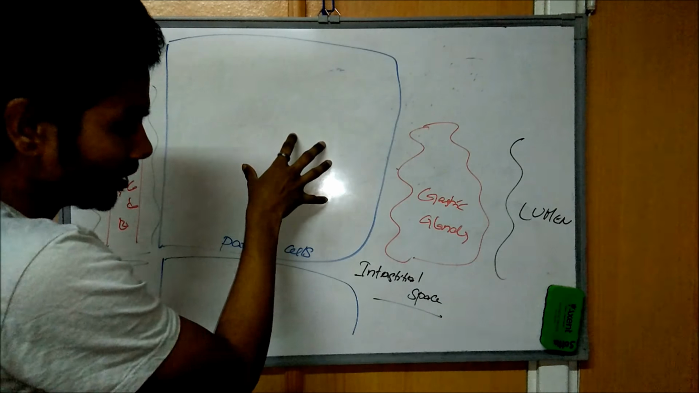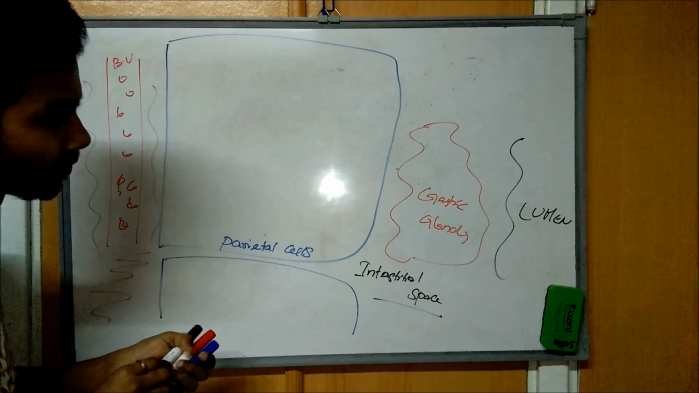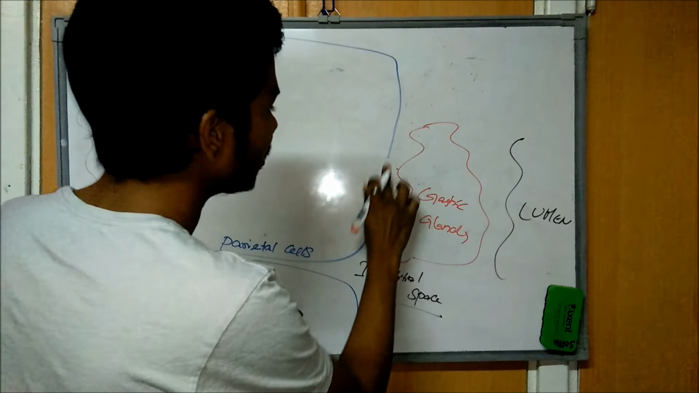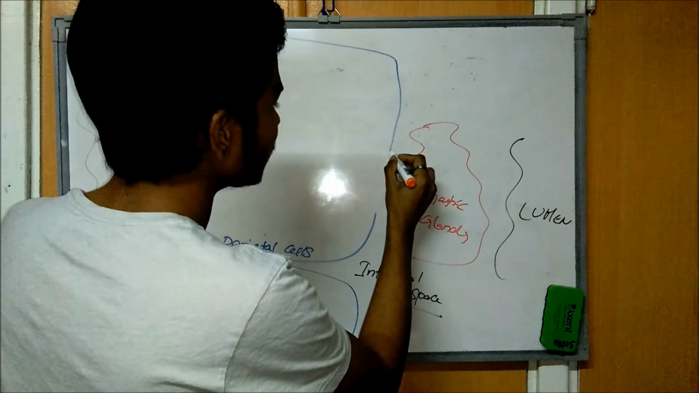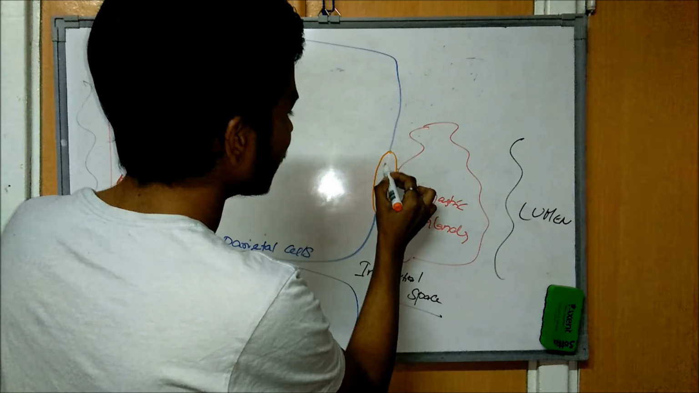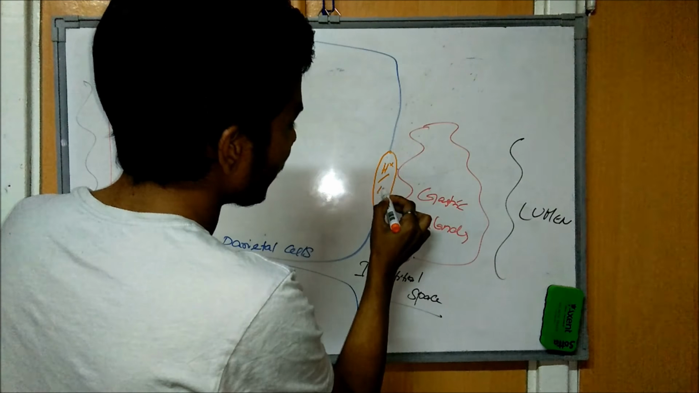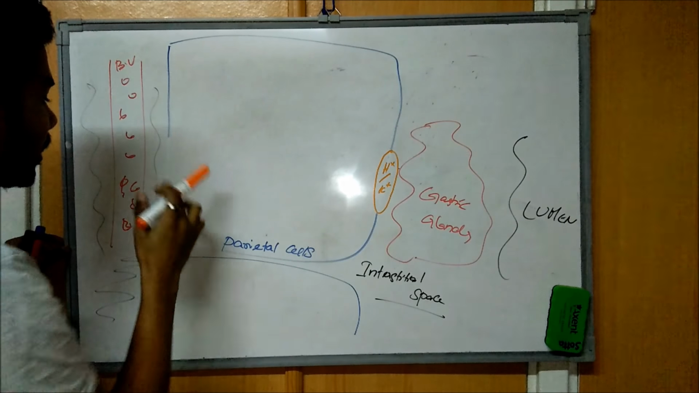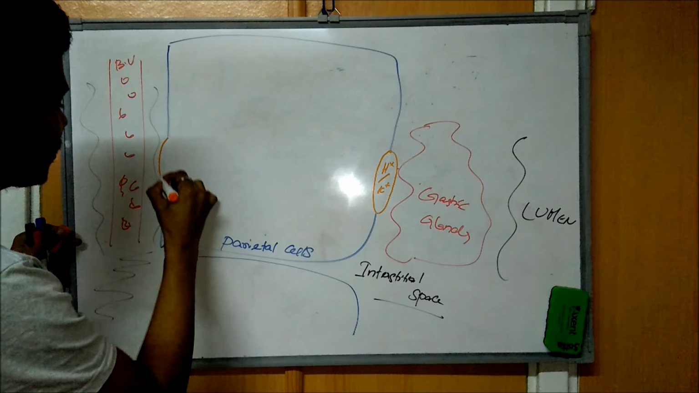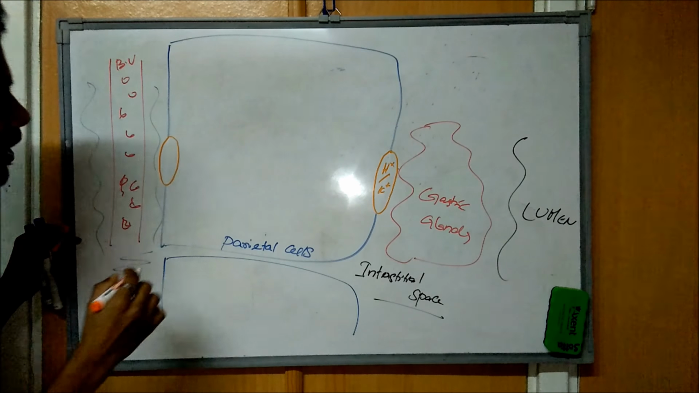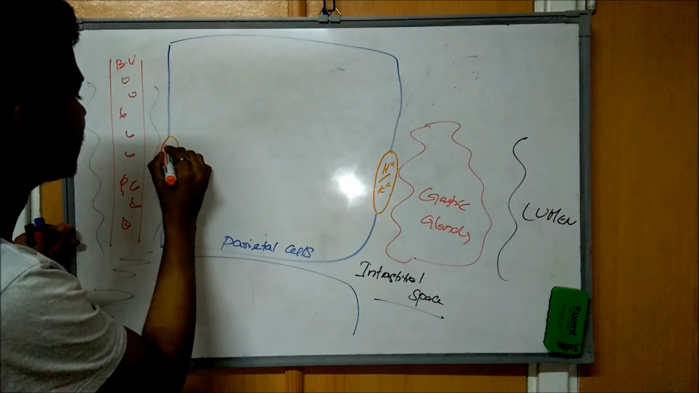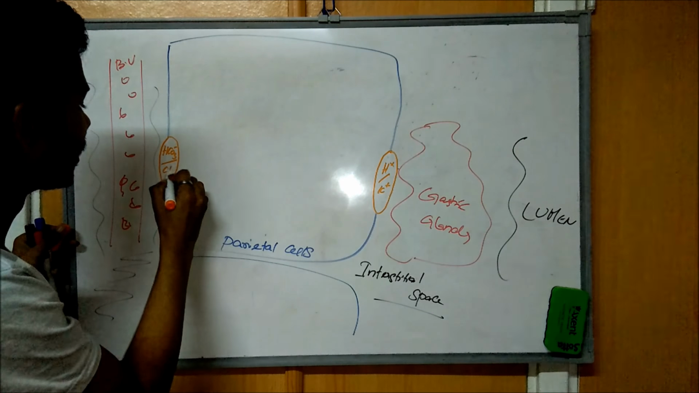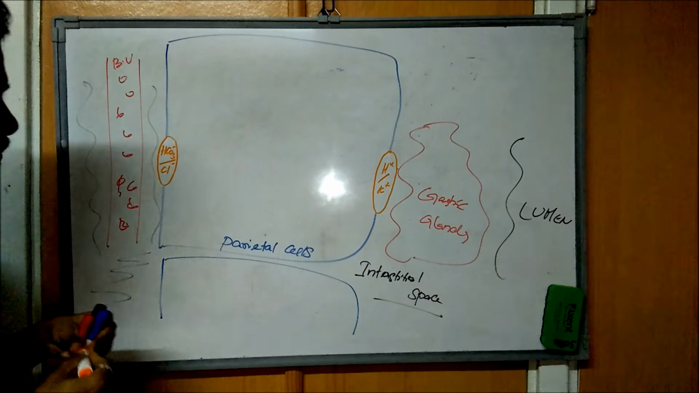So in parietal cells, we have two channels. One channel is the proton pump channel, and then one more channel, which is called the antiporter channel, which is the hydrogen carbonate and chloride antiporter channel.